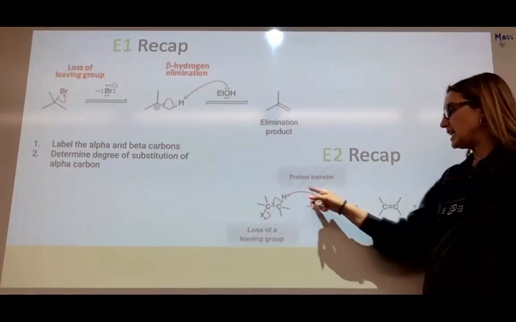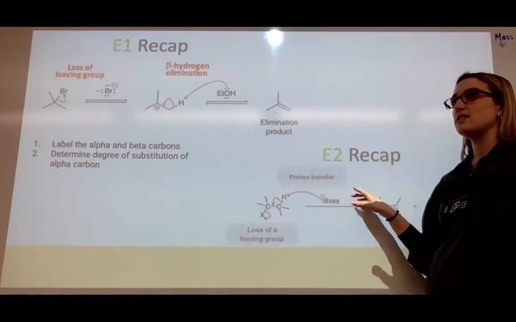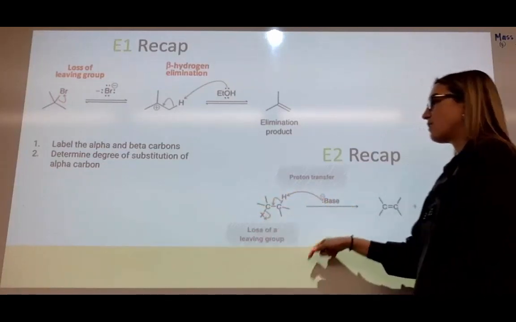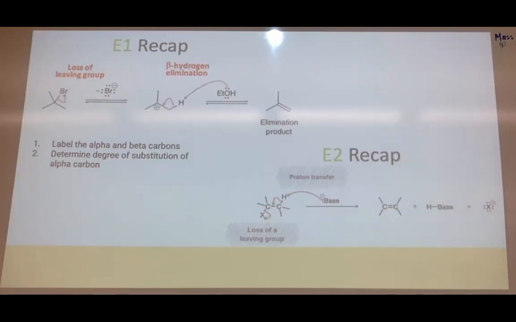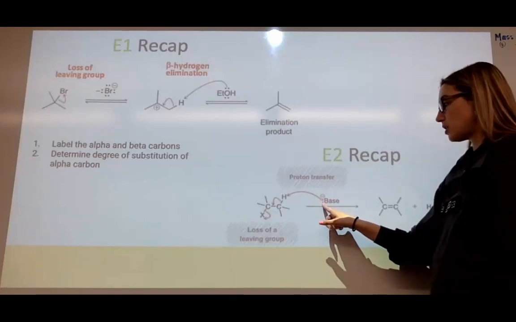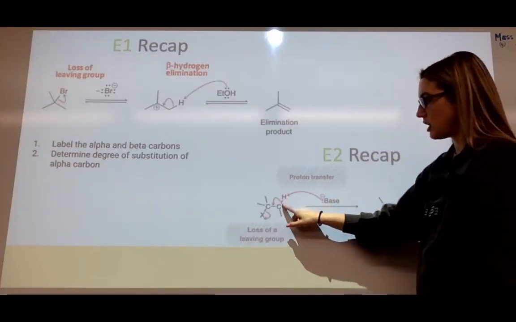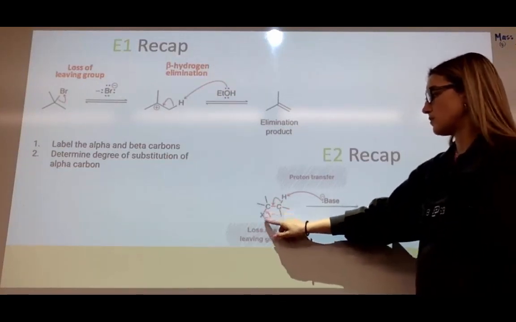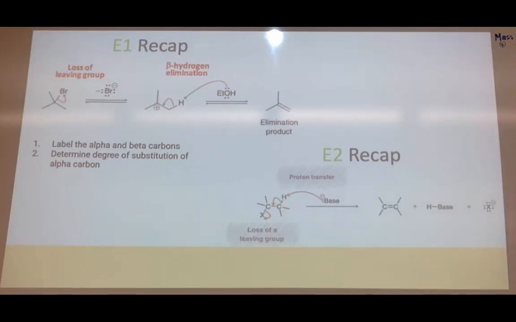For E2, we have lots of arrows because it's a single mechanism. So for E2 reactions, we have lots of arrows within our mechanism to get from our starting alkyl halide to our final alkene product. So our strong base attacks the hydrogen, then bonding electrons form the double bond. Double bond is formed and the leaving group leaves. That happens all at once. That's a concerted mechanism. So it just shows the recap of each of those mechanisms, E1 versus E2.